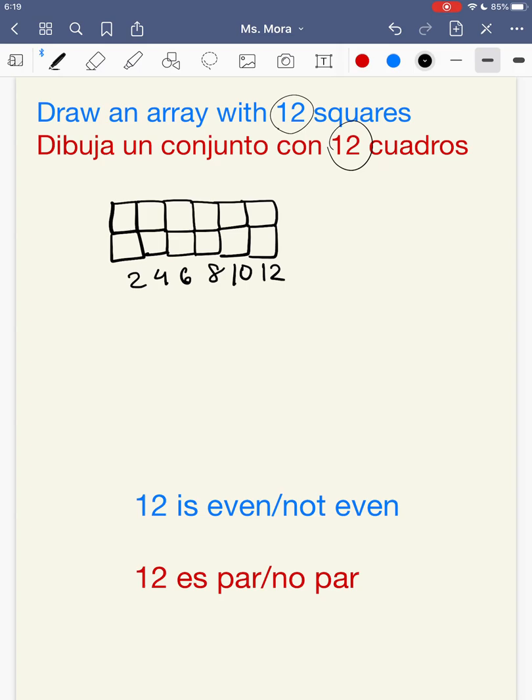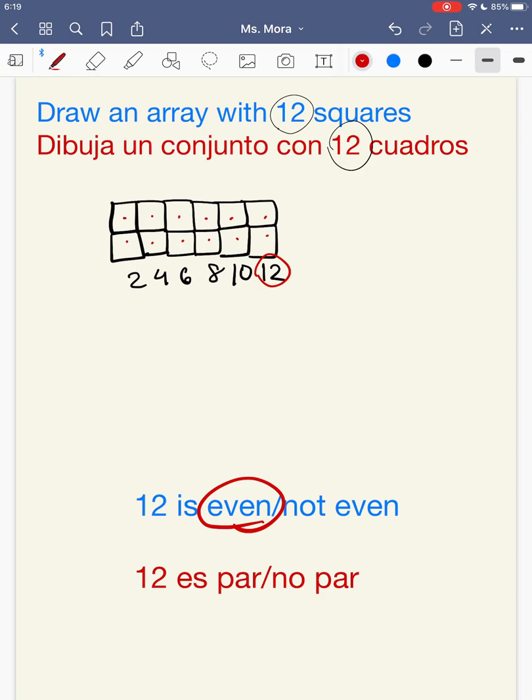Okay, so right now, because each square has a pair with it, these two go together, these two go together, these two go together, these two, and these two, the number 12 is even. So I'm going to circle even because each square has a pair, okay? The rows are equal, okay?